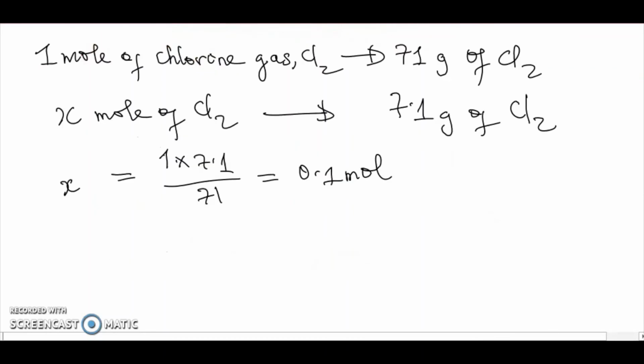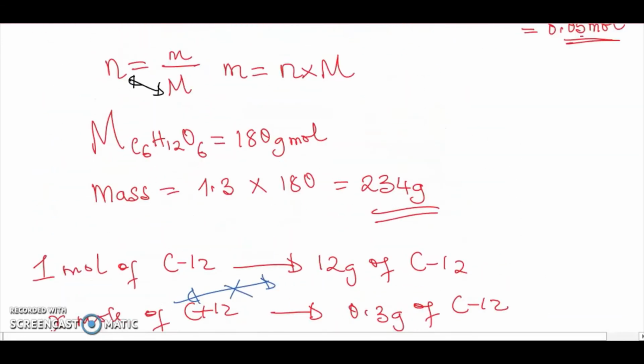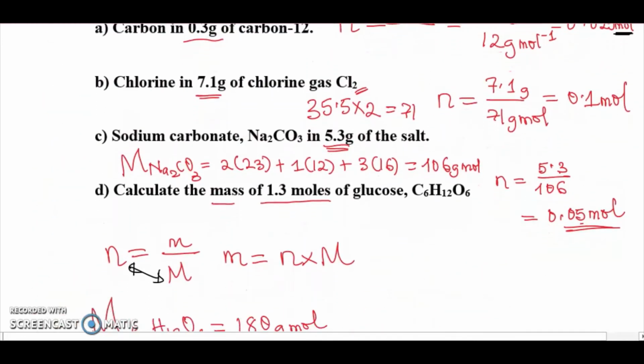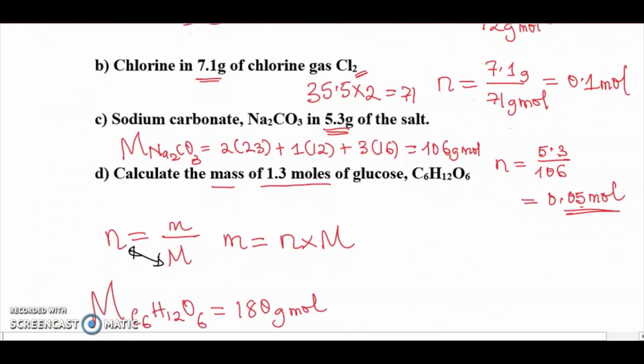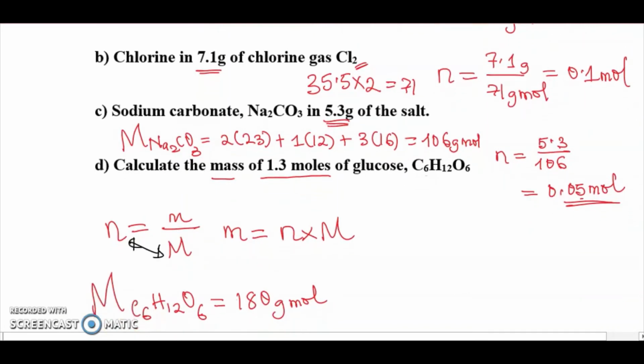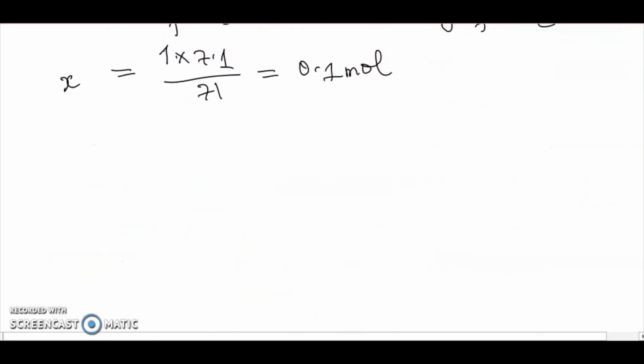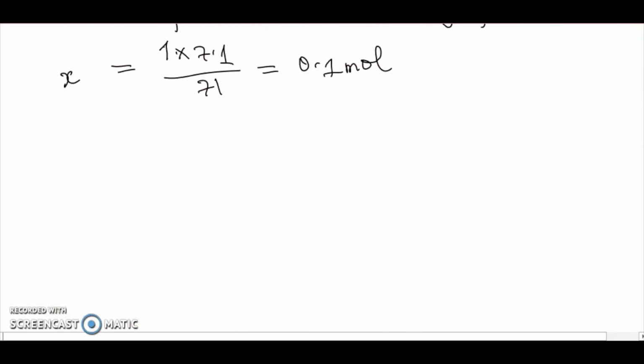And lastly, let's look at this again. That's question C. Oh, okay. If we use the same method, we shall still solve it. Let's look at question D. Calculate the mass of 1.3 moles of glucose. So let's use this method. The mass of 1.3 moles of glucose.